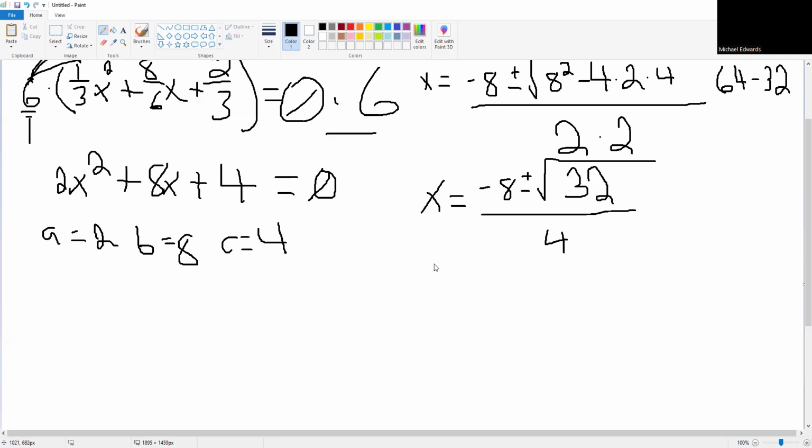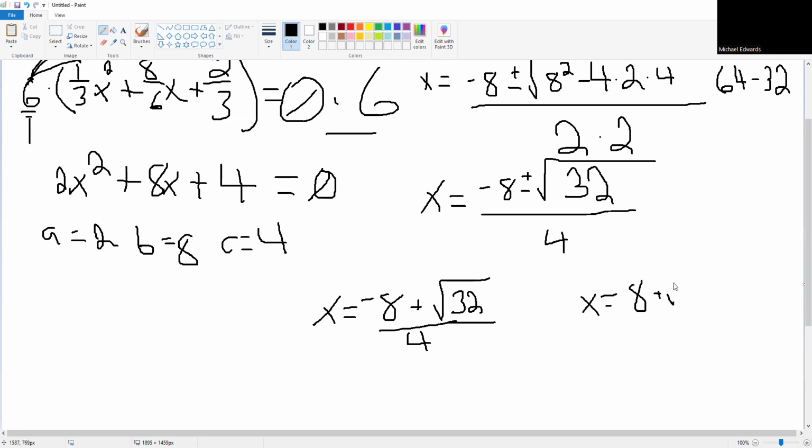Let's just rewrite this as x equals -8 plus the square root of 32 over 4. And this one is x equals -8 minus the square root of 32 over 4. Since we have handy dandy calculators, we could do 8 and then negative, and then say plus the square root of 32. And then divide that by 4. And that looks like 0.58, something like that.